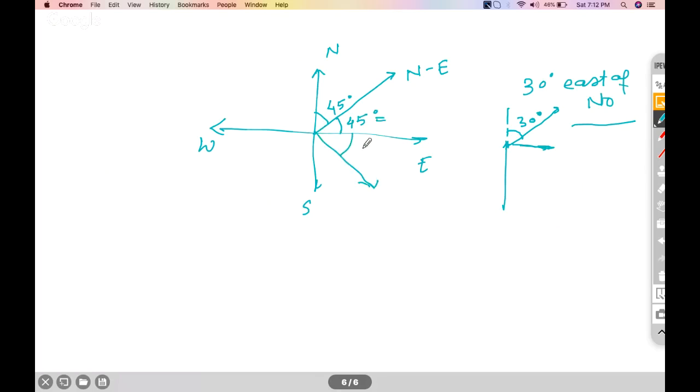Similarly for southeast, I'll take 45 degrees. This becomes my northwest, and this becomes my southwest. So this is the one thing that you have to take.